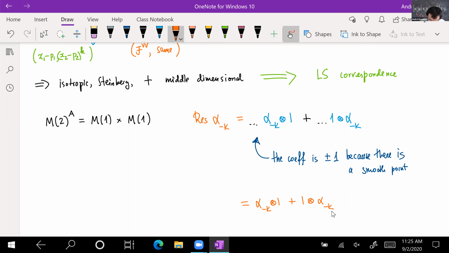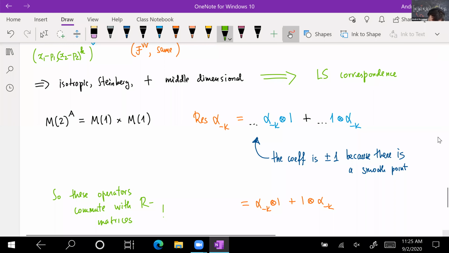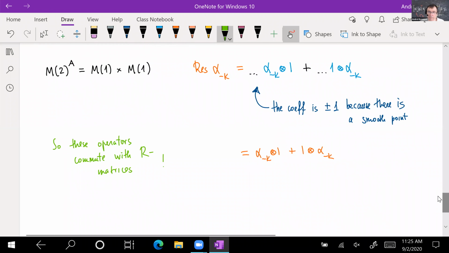And so this is the conclusion that this operator commutes. So these operators commute with our matrices. Okay. So now, how do these operators act?